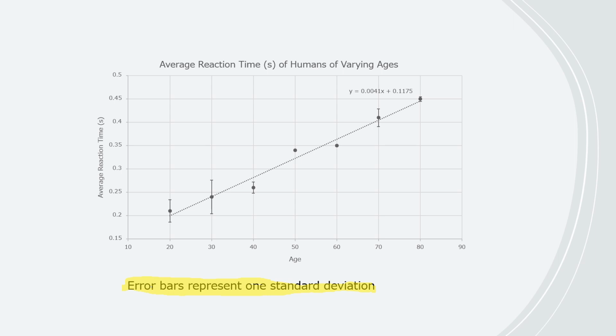Make sure your axes are clearly labeled with units, and make sure you have a very descriptive title. It can't just be graph or reaction time graph. It needs to be really specific.